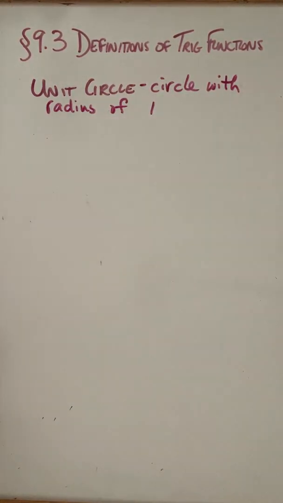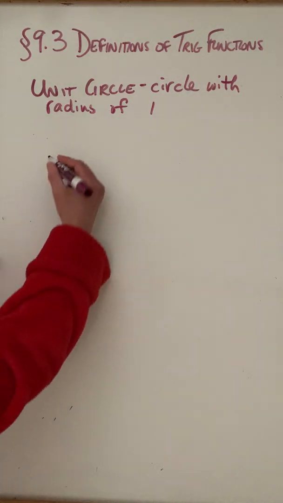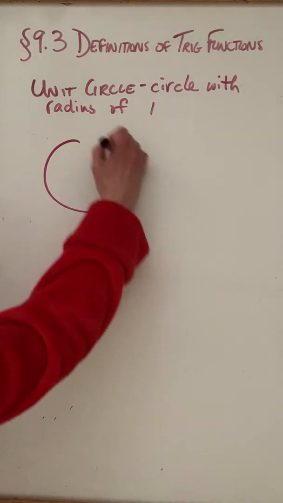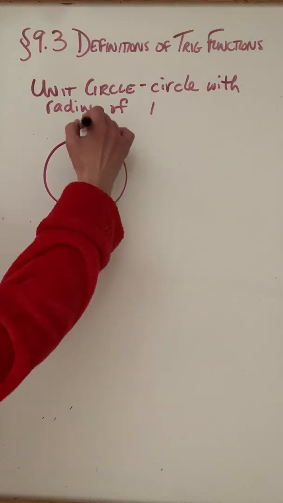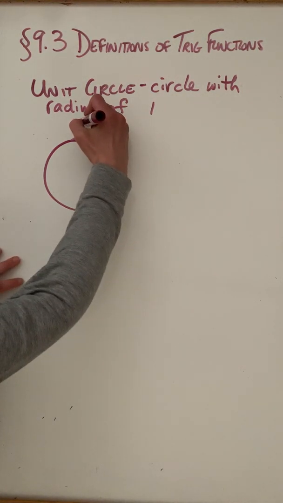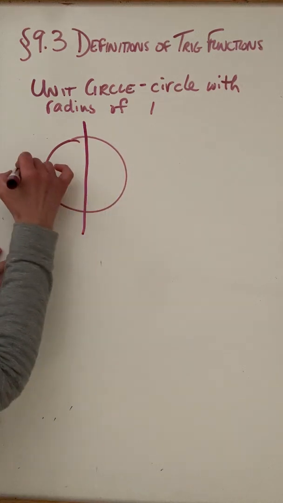Okay, and this is the basis essentially for all of trig and all of our trig definitions. So we're going to start by drawing a circle. Hey, wow, look, that's pretty good for me. I'm so excited. Okay, so we've got our circle here. And again, the only thing that makes it the unit circle is that we're going to define the radius to have a length of 1.